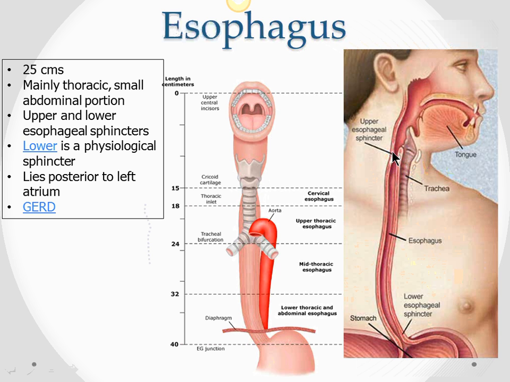Above, there is a circular muscle present. So this is called the upper esophageal sphincter. Normally it's kept a little tight. When the bolus of food comes here, it relaxes and allows the bolus of food to travel down.